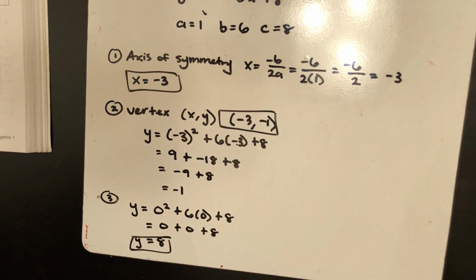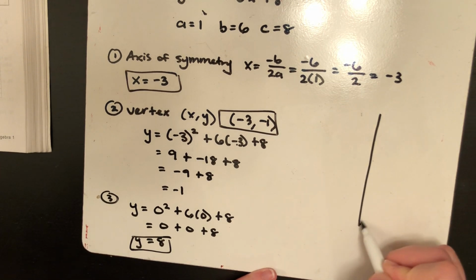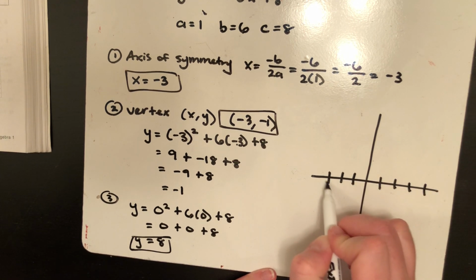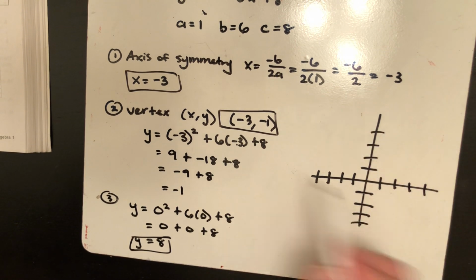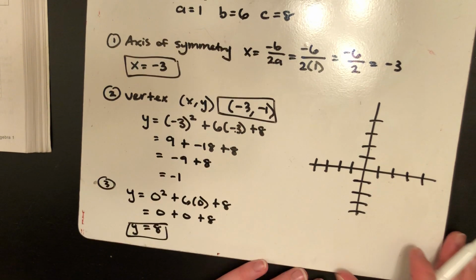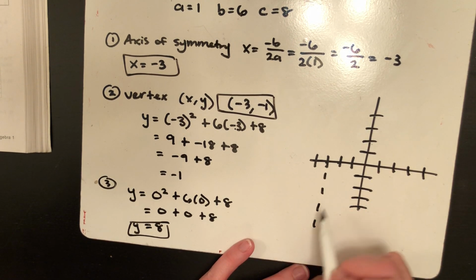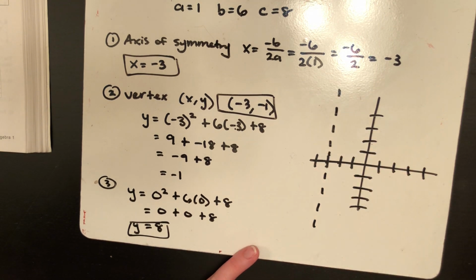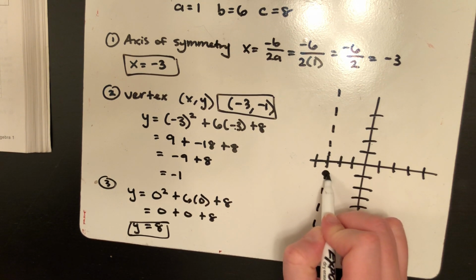All right, step 4 is to choose one point not on the axis of symmetry. So if I quick sketch this out for you. All right, the axis of symmetry is at x equals negative 3. So that's going to be my dashed line right here at x equals negative 3. So this is going to be the middle of my parabola. All right, my vertex is at negative 3, negative 1, which is going to be right here.